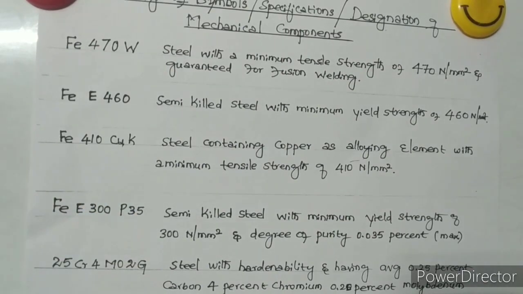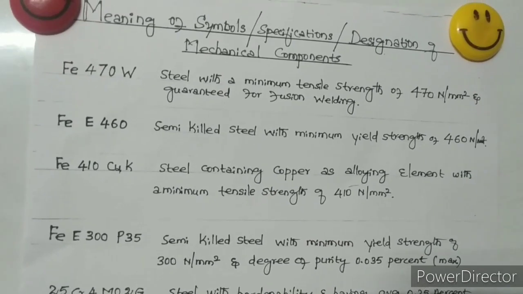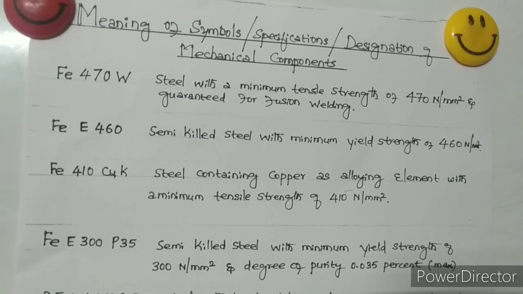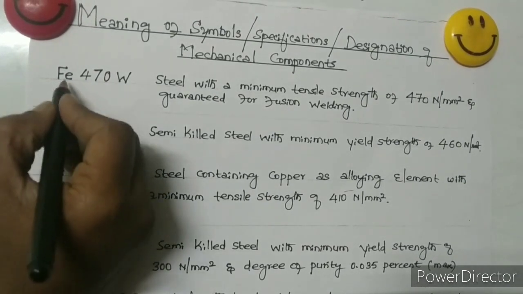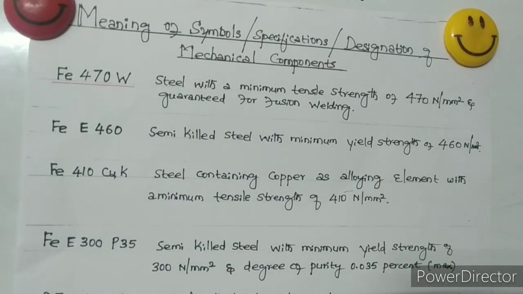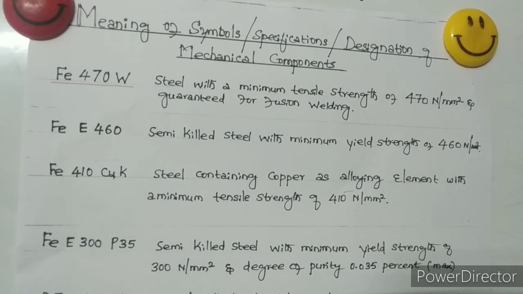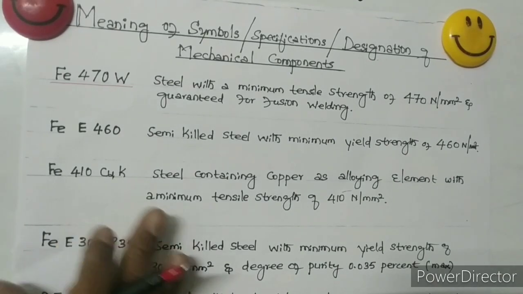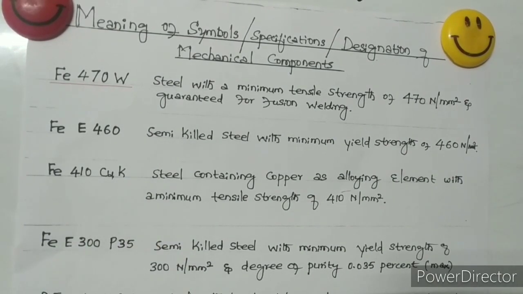The final part is specification, meaning of symbols and specification and designation of mechanical components. They may ask in the exam, they will designate this, you have to tell what it is. So these are some exam papers which are anticipated to come, collected for your reference. You can just go through.